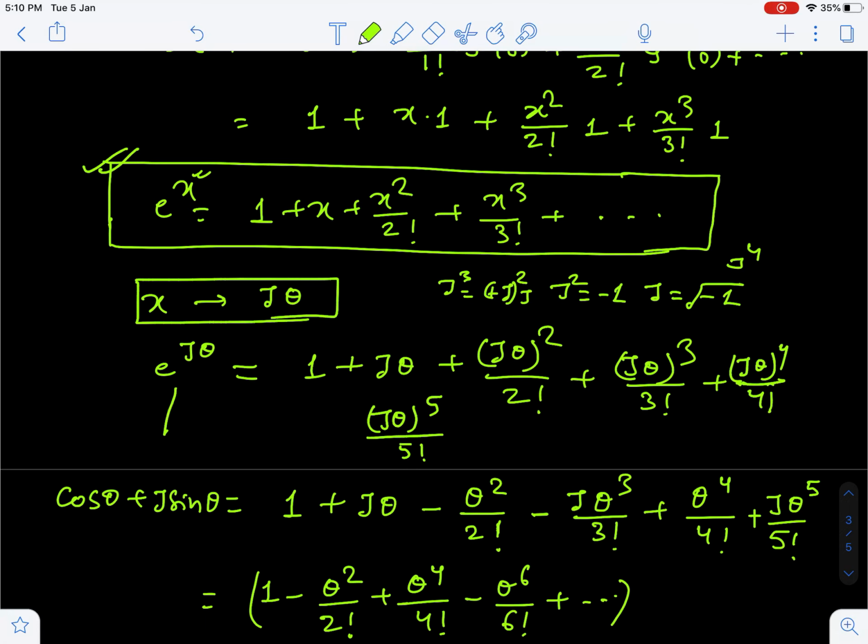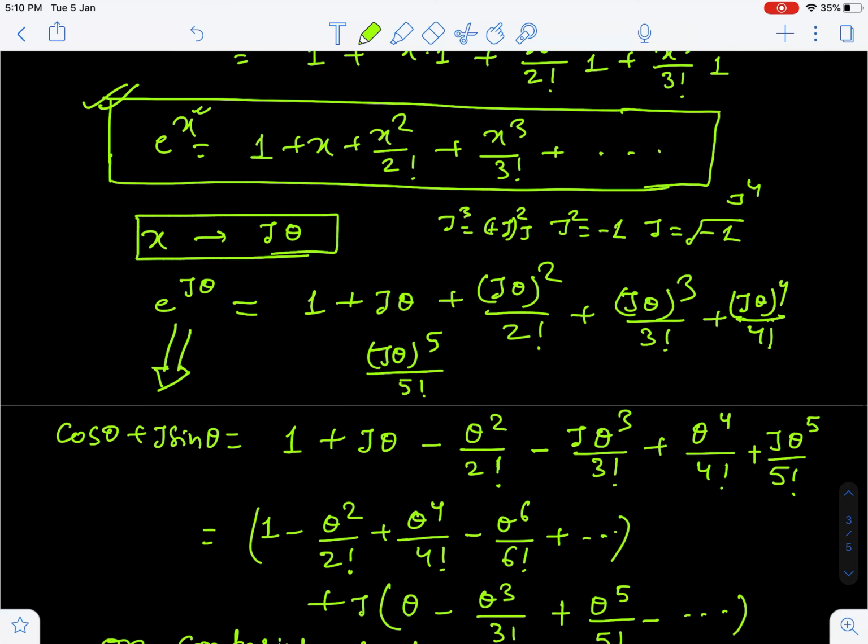Now guys, e to the power j theta can be written as cos theta plus j sin theta. This is the property you can read in trigonometry. Now I am just writing all these terms because I know, as you have read in complex numbers, that j square is minus 1, because j is the imaginary number which is under root minus 1, and if you take a square on both sides, j square is minus 1. So in place of j square I have written minus 1.